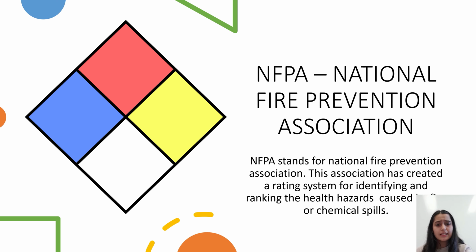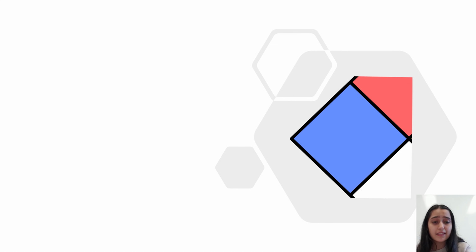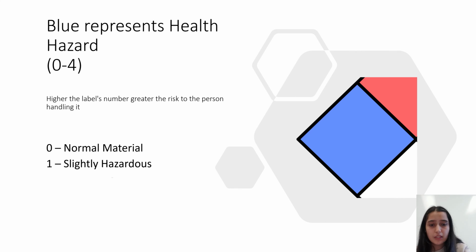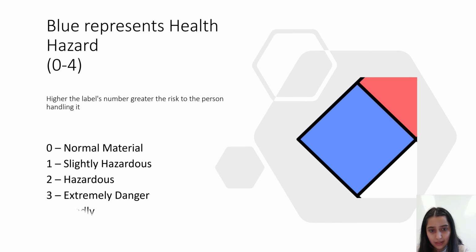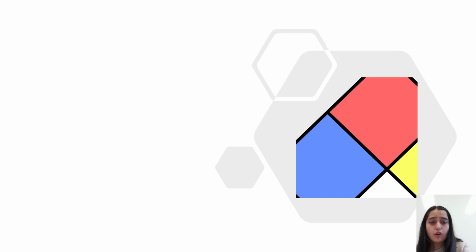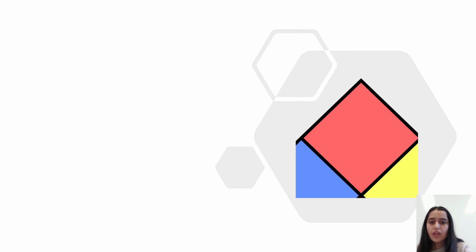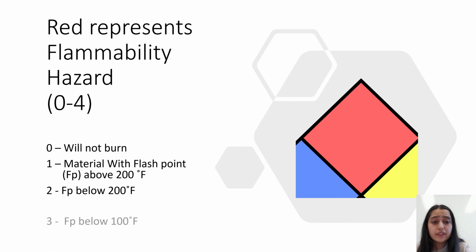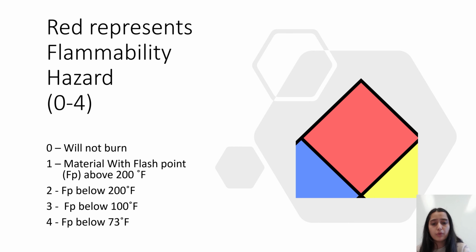So, what do these colors actually mean? The blue color on the left side tells about the health hazard risk to the people exposed to this material. The number 0 indicates no potential health risk and number 4 indicates a severe potential health risk. The red color represents how flammable the substance is. 0 will not cause any kind of burns, however, the higher the number, the more flammable the compound is.